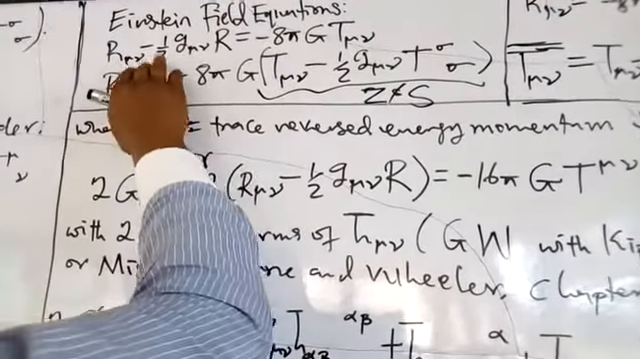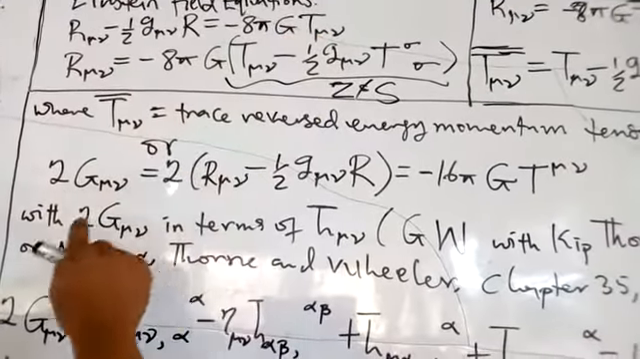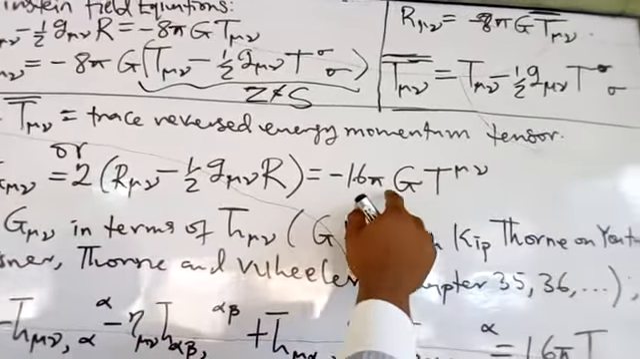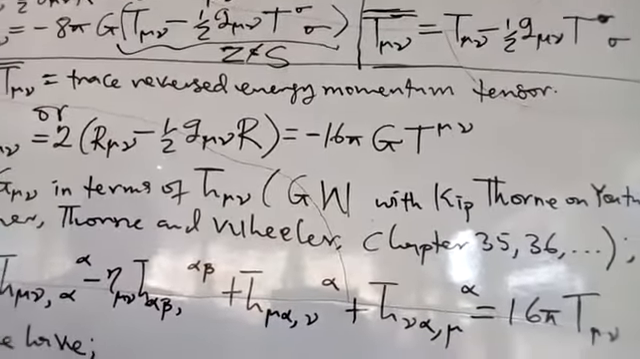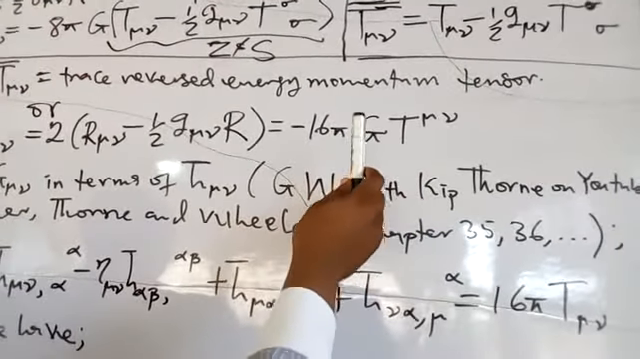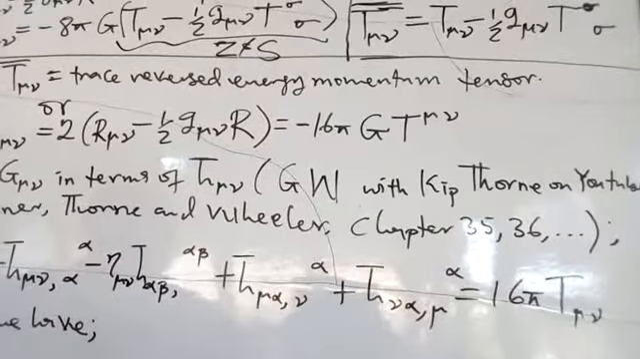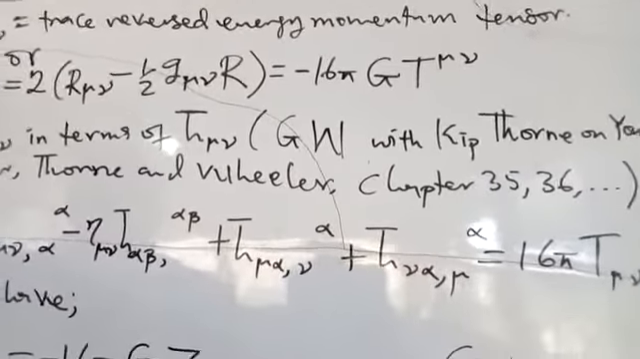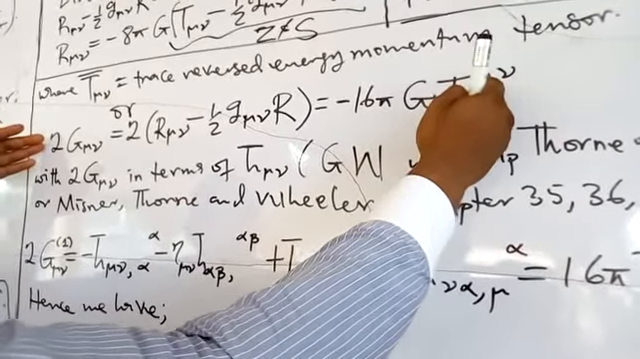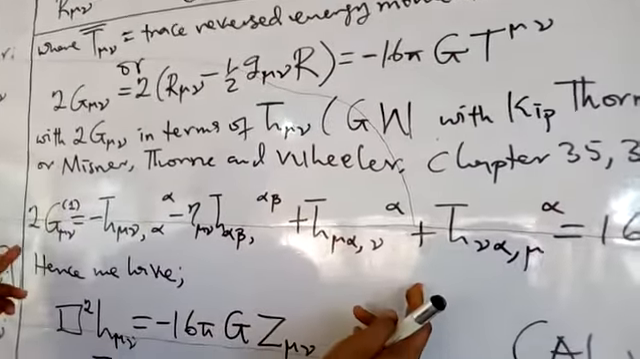So instead, you multiply this equation by 2, so that you have 2 times the Einstein field tensor equal to minus 16 pi G T mu nu. Of course, Thorne always uses geometricized units in which G is equal to 1. And so in their own approach, they linearize this equation. And so what they obtain in essence is something like this.